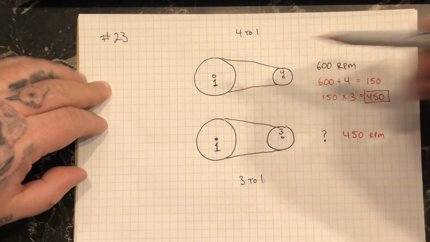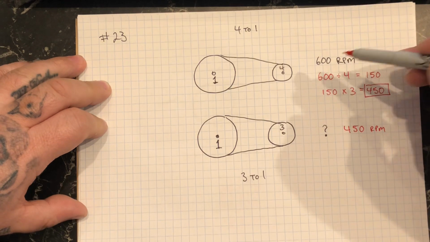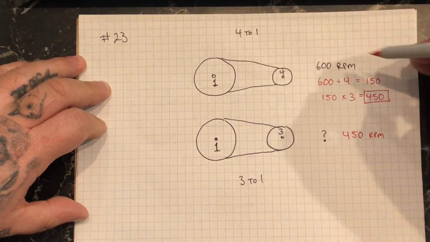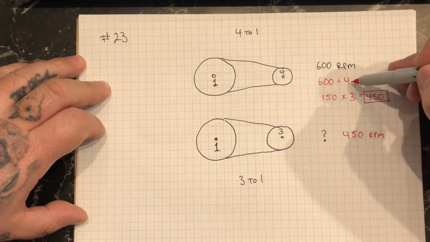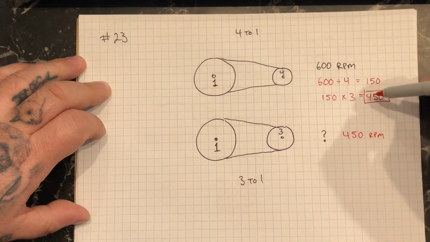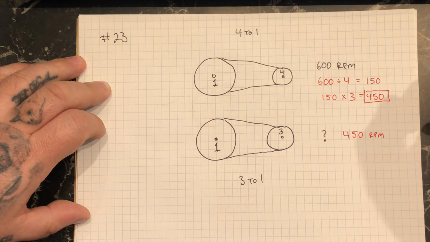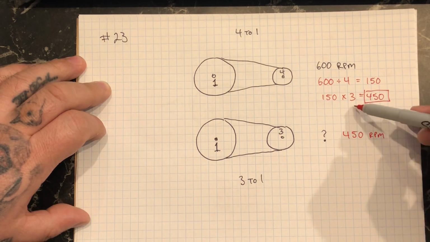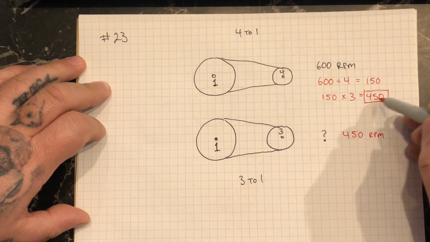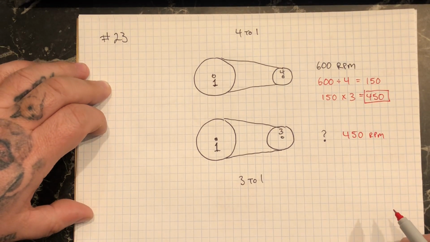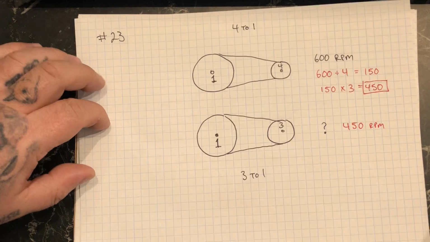So this one's actually pretty simple math. So a 4-to-1 ratio, if this one here gives us 600 rotations per minute, all I'm going to do is go 600 divided by 4, which gives me 150. And then I'm going to take that 150 and multiply it by 3 on this 3-to-1 ratio. And that gives me a 450 RPM then for this new set here.